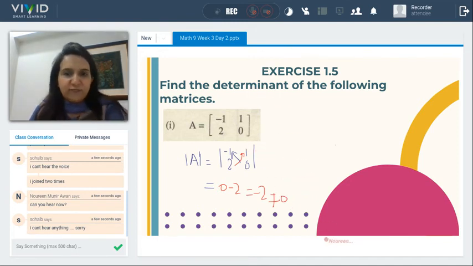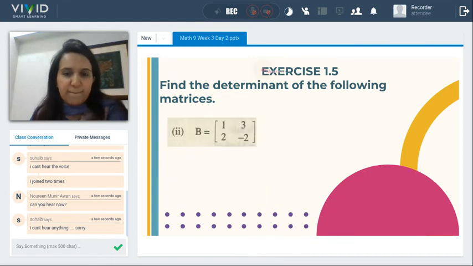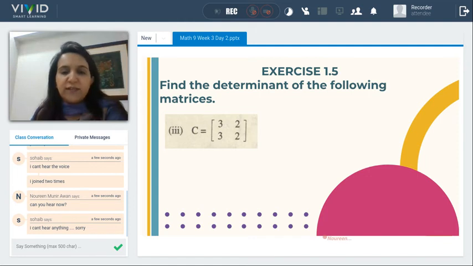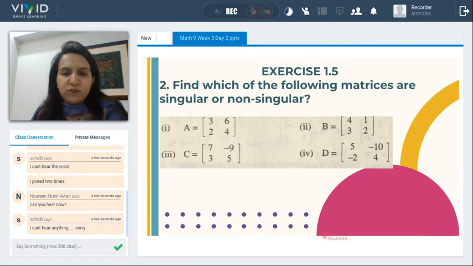Okay, I have now refreshed it. Part 2 of question number 1 is to find the determinant. You can find out its determinant easily in a similar way. C part is also similar to the first one. You just have to multiply the diagonals and subtract the second diagonal's answer. D part is also similar.